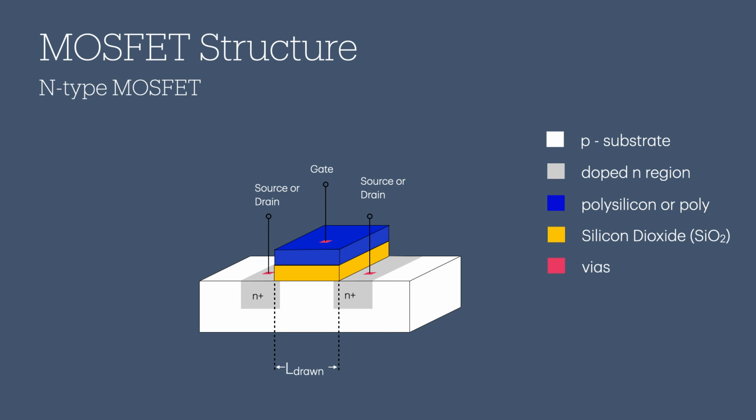Next, we discuss some important dimensions of the device. First is the distance between the two heavily doped N regions, the device length, L drawn. However, during the device fabrication, the source and drain junctions side diffuse, making the device effective length, L effective, a bit smaller. The amount of side diffusion is called LD. Therefore, the effective length is equal to L effective equals L drawn minus 2LD.